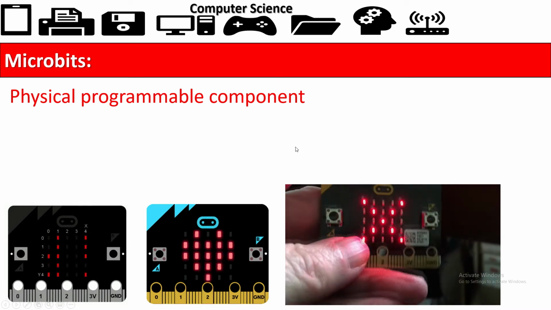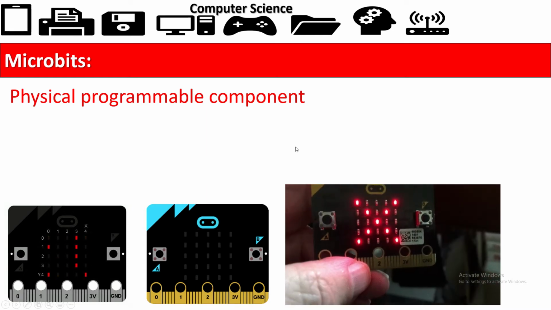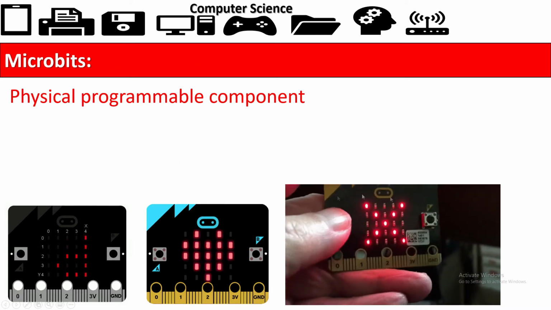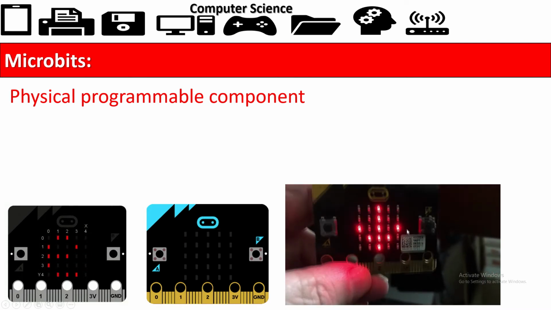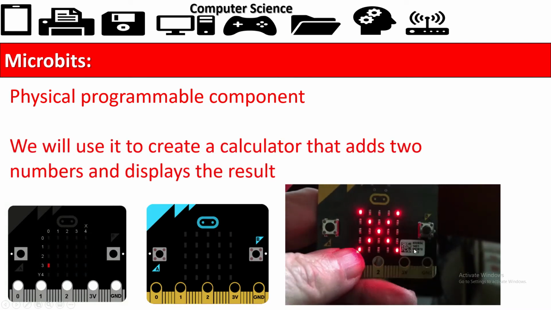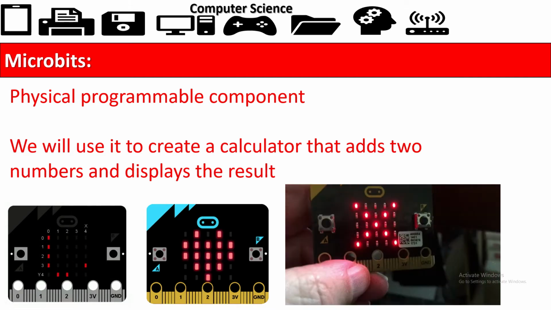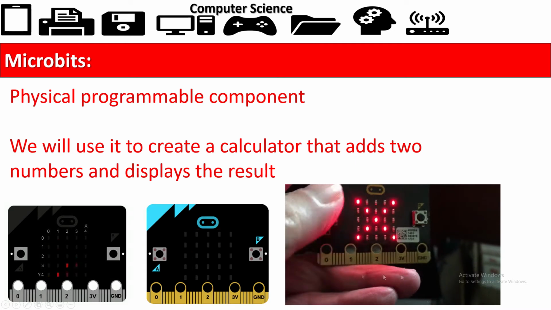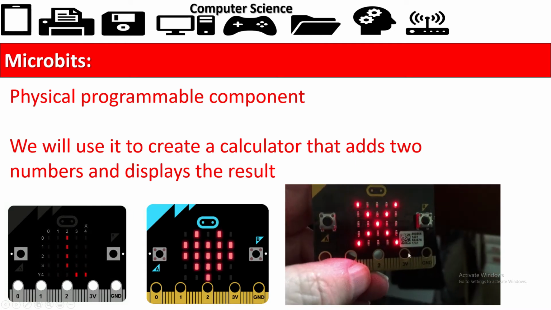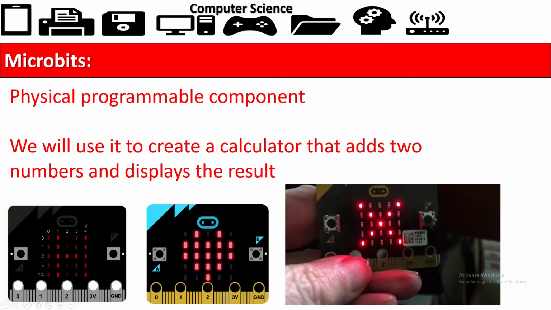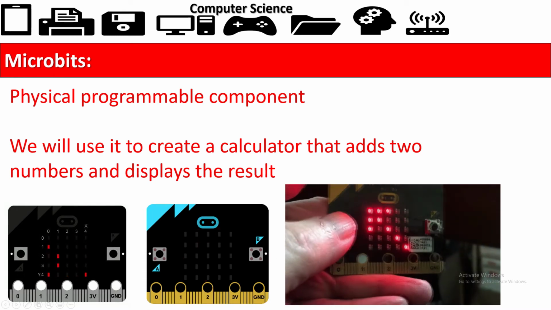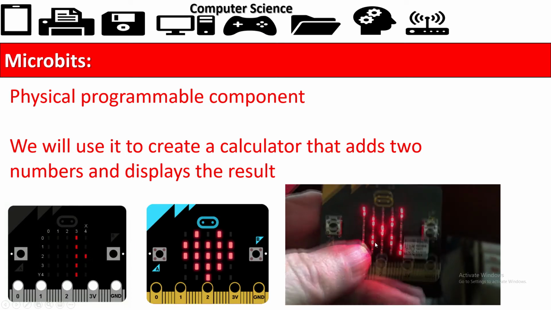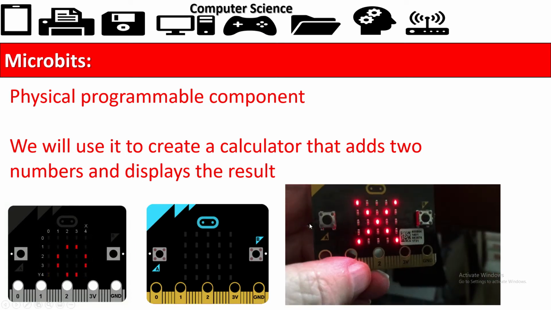Okay, so that's essentially what we need. We needed something that is physical, programmable. It might not look as appealing, but it does the job. Right, so we will use it to create a calculator that adds two numbers and displays the result. Now as you guys can see, there's only one small area where you can display results or display numbers. That's the area that we're going to be using to display both our numbers that we're going to be adding and the result, and I'll show you guys how that's done.